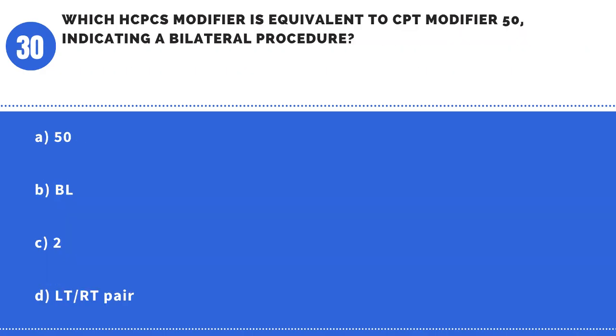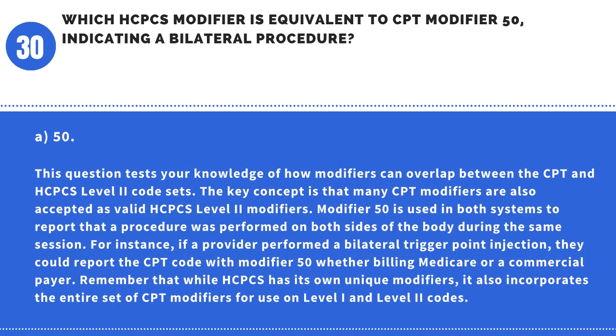Question 30. Which HCPCS modifier is equivalent to CPT modifier 50, indicating a bilateral procedure? A. 50. B. BL. C. 2. D. LT/RT pair. Answer: A. 50.